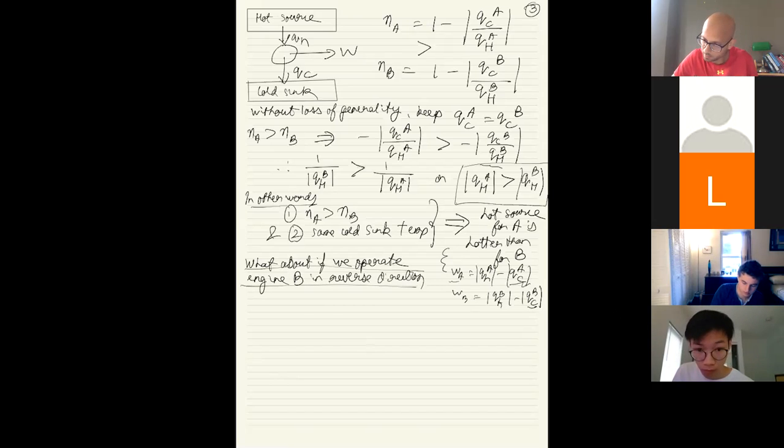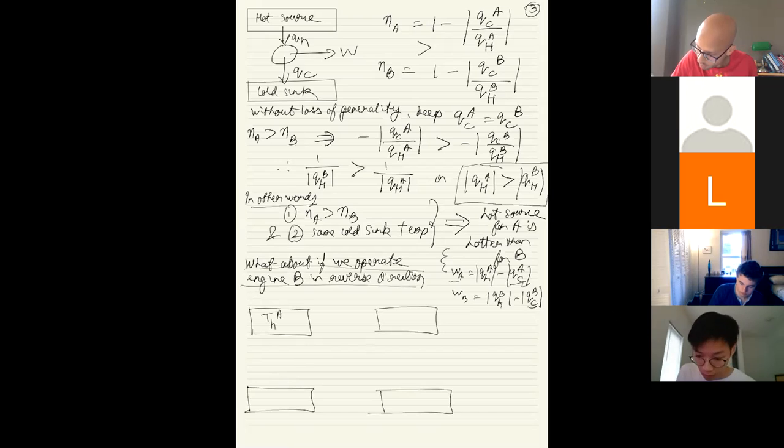So what we are saying here is that we have an engine A and an engine B. Let's just draw both of them running side by side. This has a hot source at THA. This has a hot source at THB. This has a cold source at TC. Cold source temperature is the same. And this one also has a cold source at TC. This one is giving some work out.